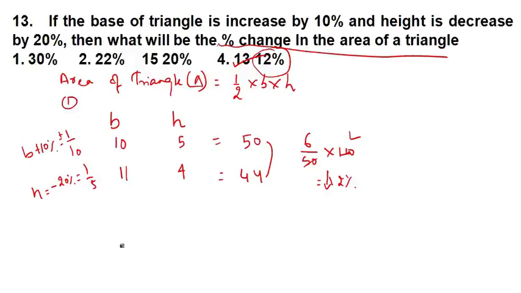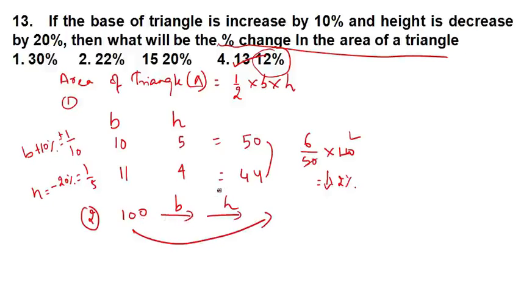Okay, now if we do it by the second method, how? Tell me. We know that area of triangle initially is 100. We increase base, we decrease height. So what do we get? What will be the change? Tell me. Now fast.